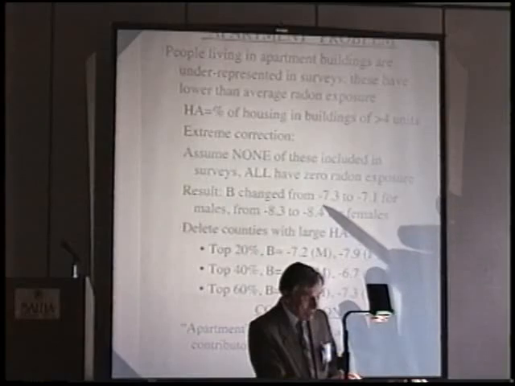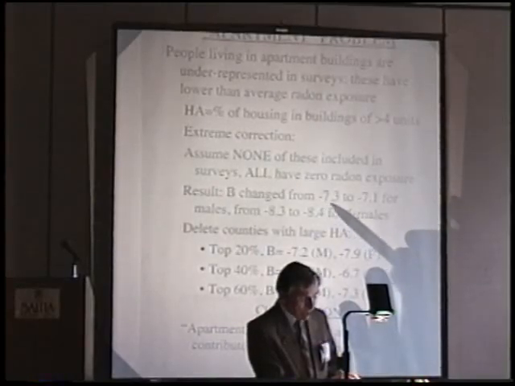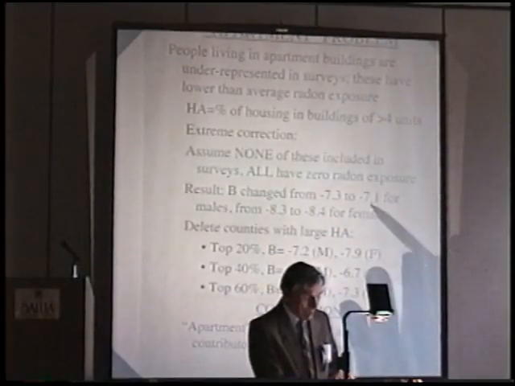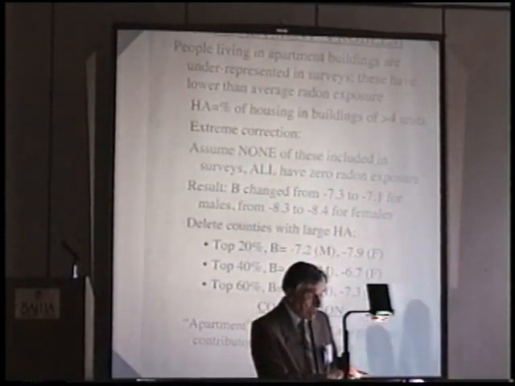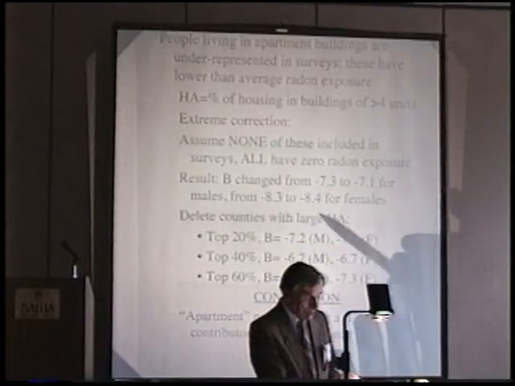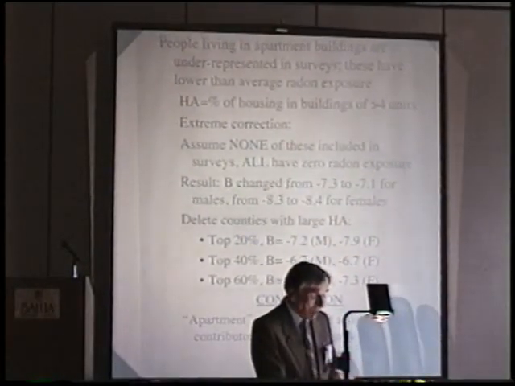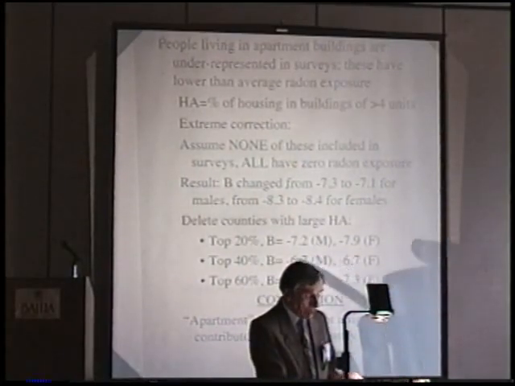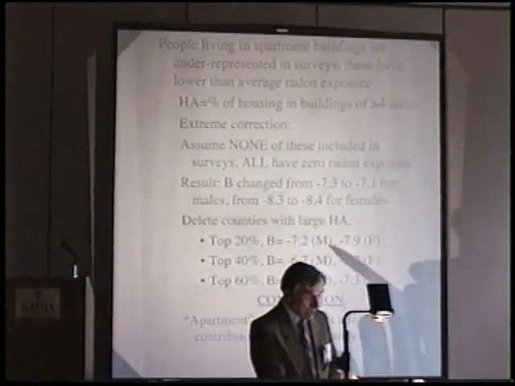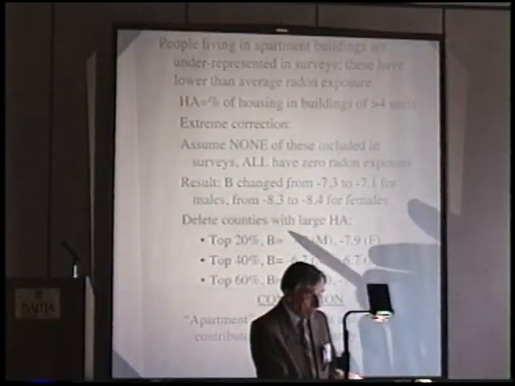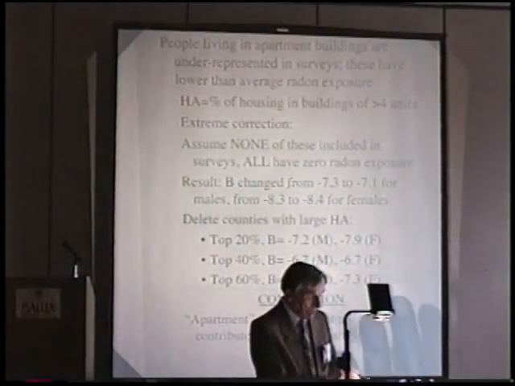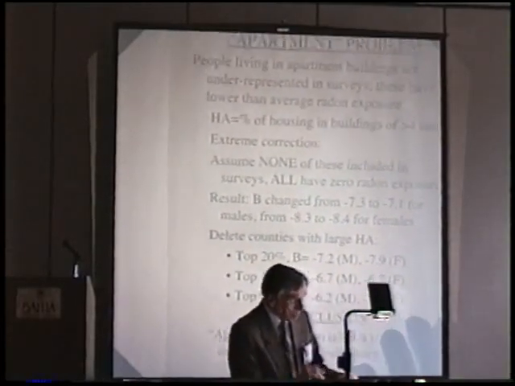The result is that the slope of the line has changed from minus 7.3 to minus 7.1 for males, and from minus 8.3 to minus 8.4 for females. So it doesn't make any difference at all. Another thing is, if you delete counties with the highest fraction of people living in apartments, you don't get anything very different either.